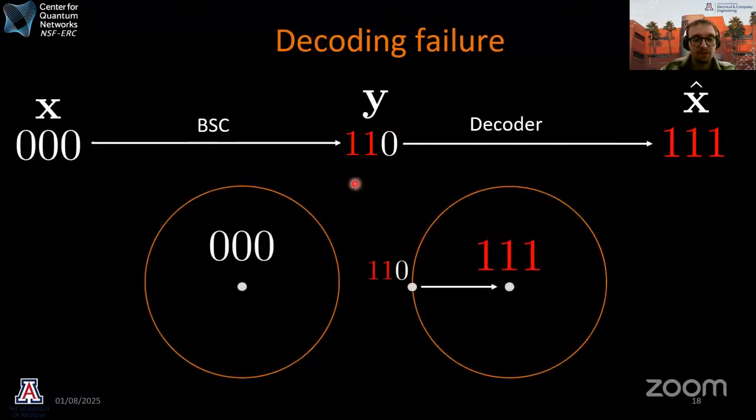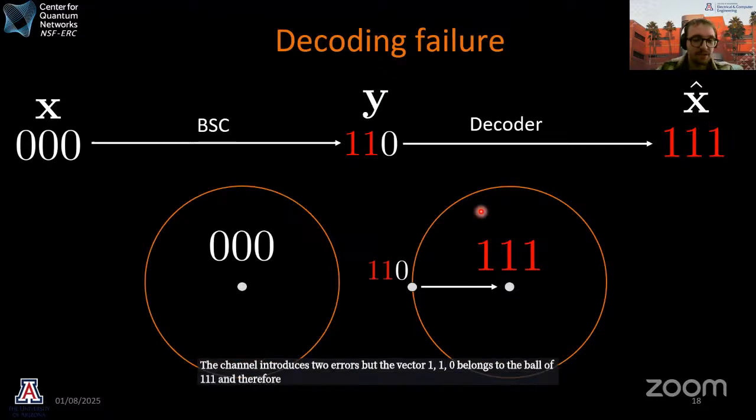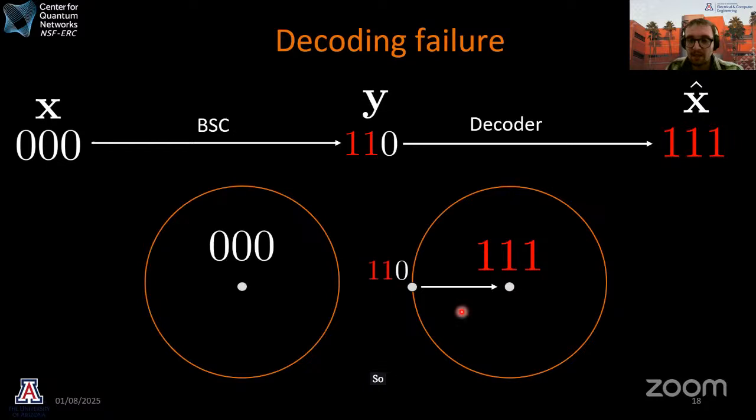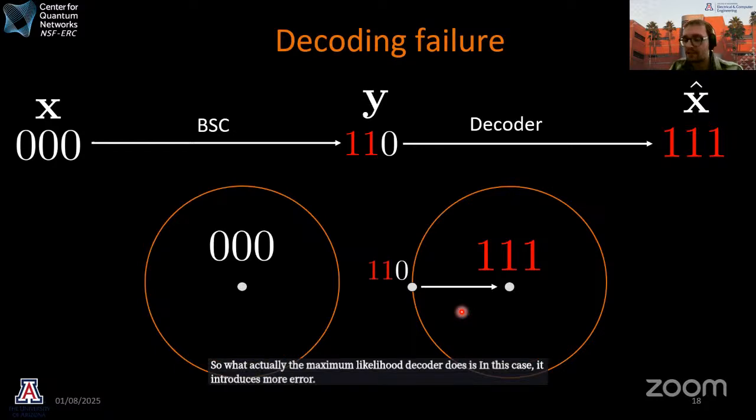The channel introduces two errors, but the vector 110 belongs to the ball of 111, and therefore the decoder says, okay, the most likely error that the channel introduced is a weight 1 error on the third bit. So what the maximum likelihood decoder actually does, in this case, is introduce more errors on top of the errors introduced by the channel.